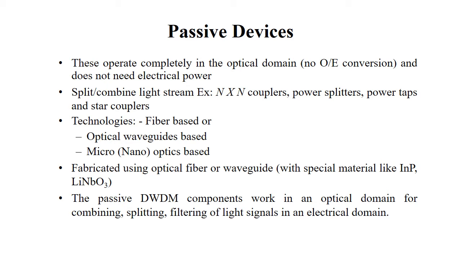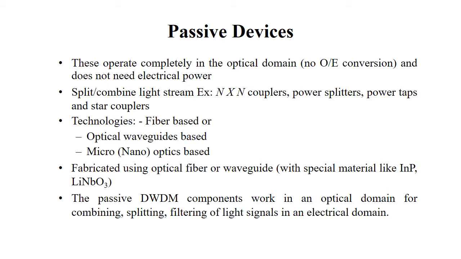The active DWDM components include the optical filter, optical amplifier, optical source, optical detectors, optical add or drop multiplexers or demultiplexers, etc. The passive components include the beam splitter, combiners, circulators, isolators, etc.